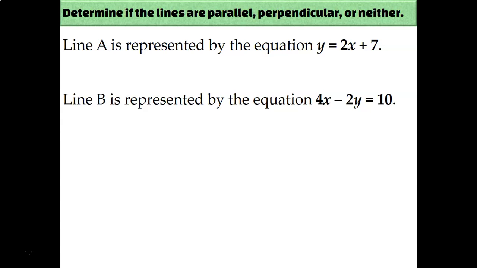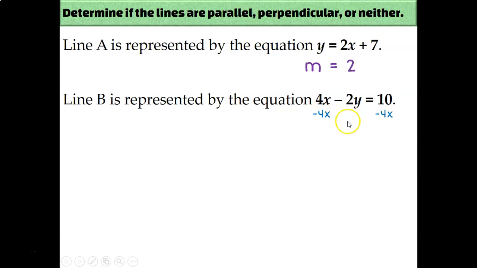For line A, it's really easy to identify our slope because it's written in y equals mx plus b, and m is my slope, so the slope of this line is 2. Easy peasy. But the equation for line B is written in standard form instead of slope-intercept form. And I can't tell my slope by looking at standard form. I have to rewrite it to be in slope-intercept form. In other words, I have to solve for y.